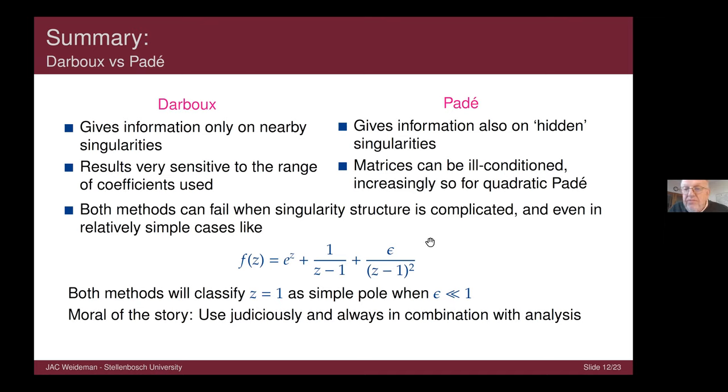When the singularity structure is more complicated than just well-isolated branch points like we just had, or when the singularity is like a logarithm, these methods have difficulty dealing with that. Here's an example where the residue is small, and then you cannot pick that particular pole up. At least the classification will not classify it as a pole of order 2. So you really should be careful with these. It's more of an art than a science, and it's only when you use them in combination with hard analysis that you can trust them.